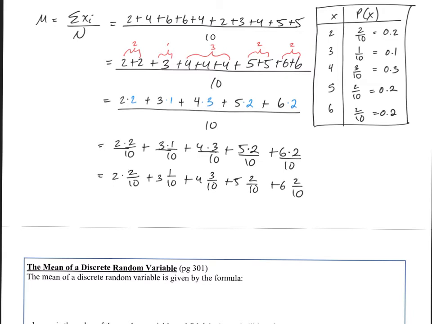So if you'll notice, what we managed to sort of maneuver into this problem was each of the numbers being multiplied by their probabilities. So notice, the 2 was being multiplied by its probability. The 3 got multiplied by its probability, the 1/10. The 4 got multiplied by its probability, the 0.3, and so on. So we can rewrite it that way. Another way to rewrite it would be 2 times the probability of 2, plus 3 times the probability of 3, and so on for each of the values.